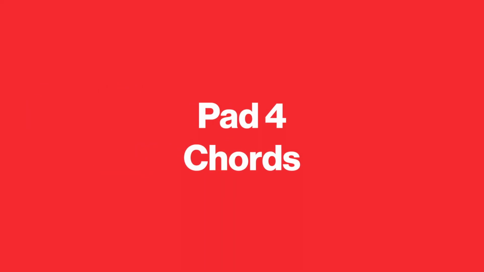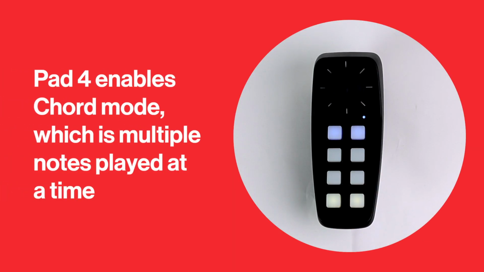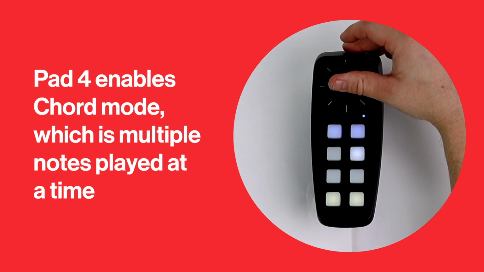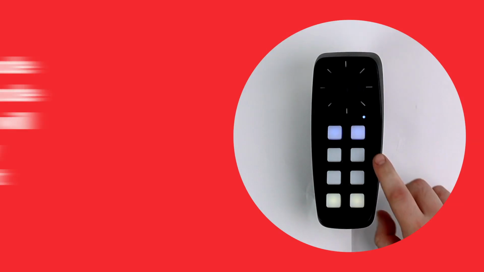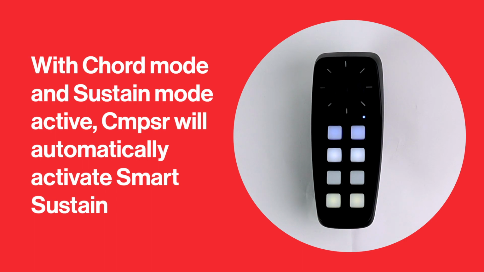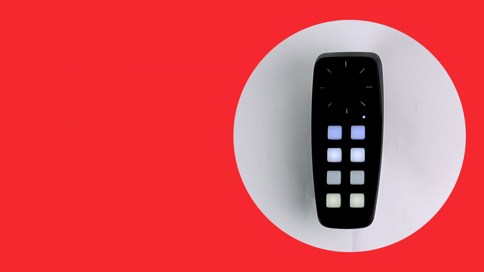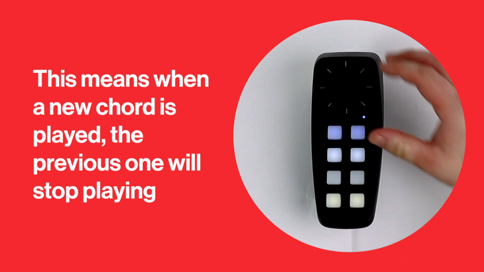Pad 4. Chords. Pad 4 allows us to play chords, which is more than one note being played at a time. Smart Sustain. Whilst both chord mode and sustain mode are activated, it will also activate Smart Sustain, which means each time we play a new note or a new direction of the joystick, the sustain pad will automatically come off and back on again.